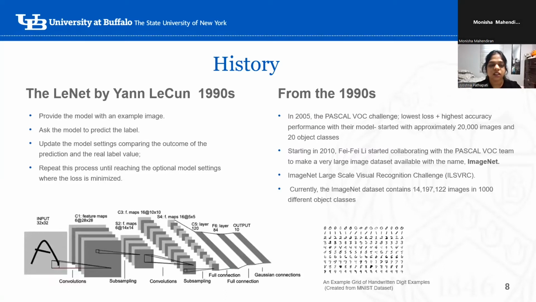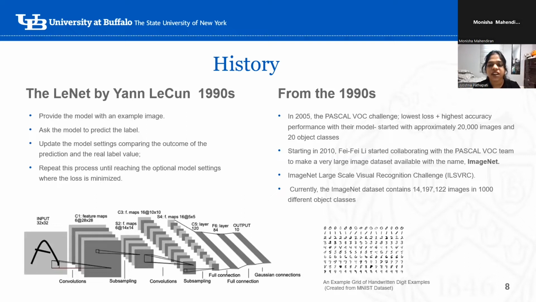Let's get into the work by Yann LeCun in the 1990s. These provide the model with an example image, and the model predicts the label. So these only depend on the edges and bars. Let us think of a laptop, the vertical edge of a laptop. These only detect the vertical edge, I mean, when there is only that particular edge and bar. But the advancement of this detects the vertical edge whether it's in any dimension of the space. This repeats the process until reaching the optimal model settings where the loss is minimized.